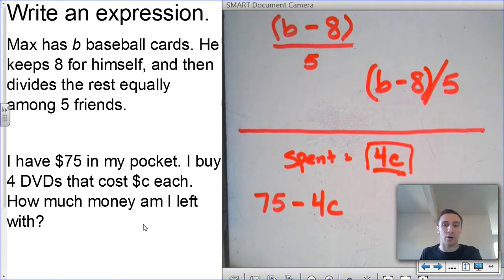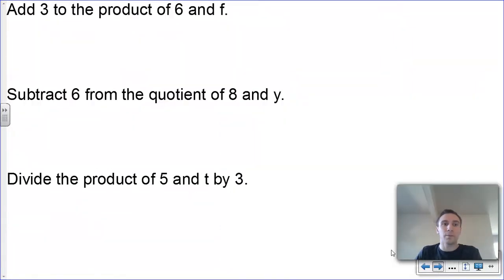All right, so we're off to a really good start so far in writing expressions. Remember, though, to use your grouping symbols when appropriate. All right, so we have a few more that we can take a look at today, and we're going to add 3 to the product of 6 and F.